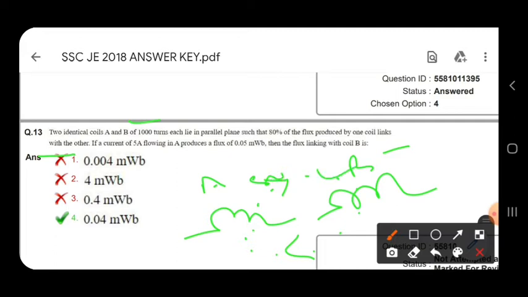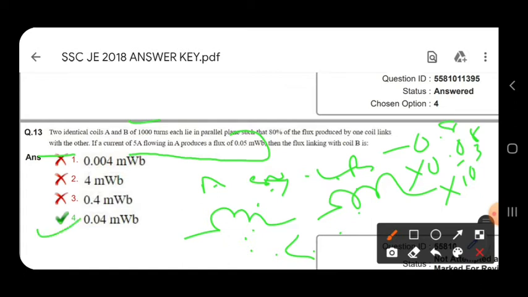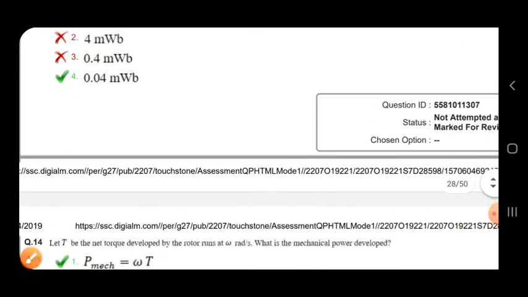So how much flux is in coil A? Here it is given that 5 A flowing in A produces 0.05 milliweber flux. Then the flux linking in coil B is dash. Simply multiply 80%, that is 0.8, with 0.05 milliweber, which is 0.05 into 10 to the power minus 3. Multiplying, you get the answer 0.04 milliweber.